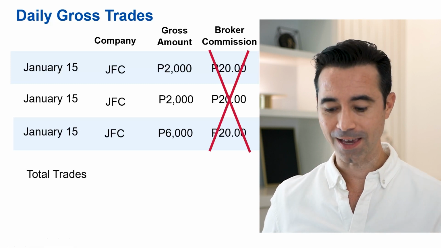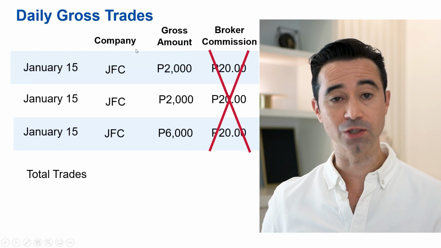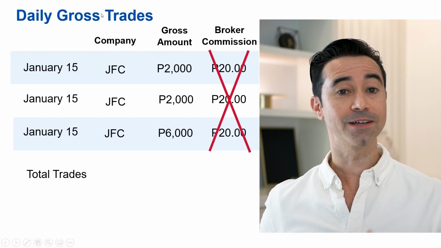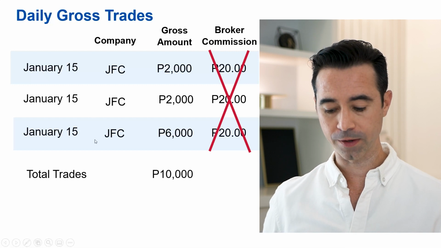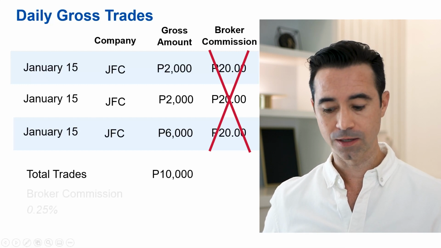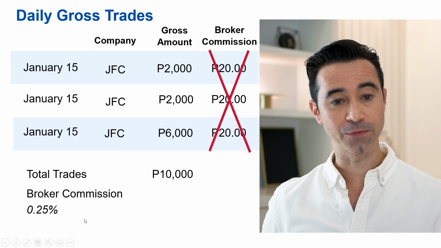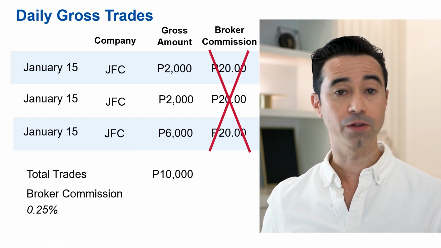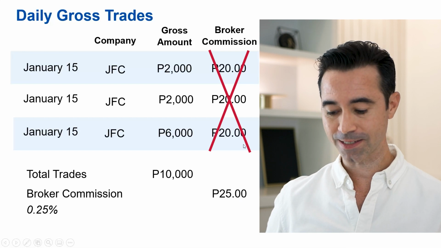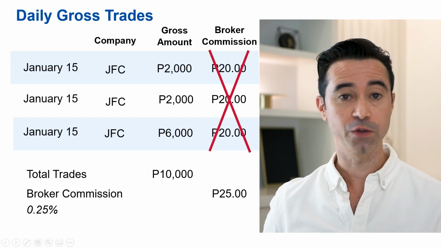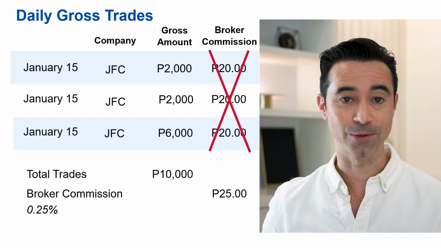But that's not the case, because you're going to be taking advantage of daily gross trades. Because the total of your trades in one day of the same stock was more than 8,000 pesos, you're only going to have to pay the 0.25% commission. So you'll only pay 25 pesos in this example, instead of the 60 pesos that would have been charged if you had bought less than 8,000 pesos of stock.